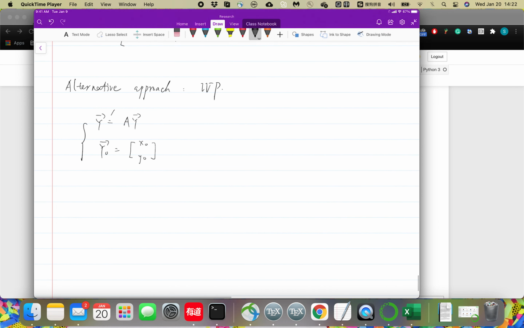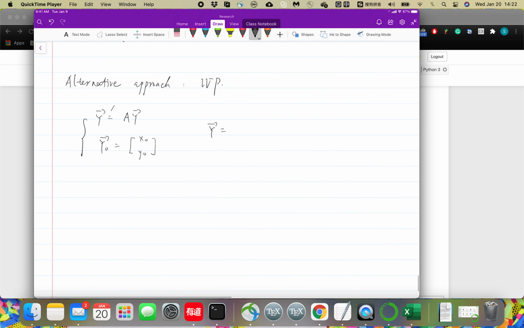So what are you going to have? You are still going to have this y equals e to the lambda t v0 plus t e to the lambda t v1. That's your final solution. And then you go ahead and try to solve for v1, v0. That's certainly one way.